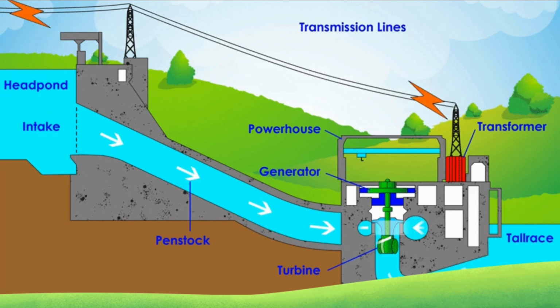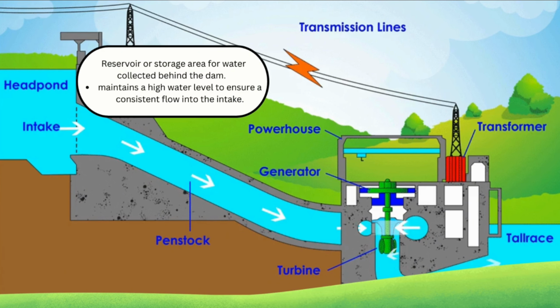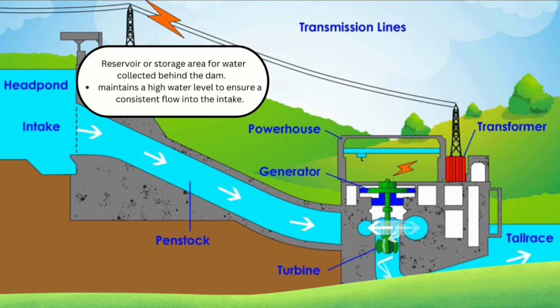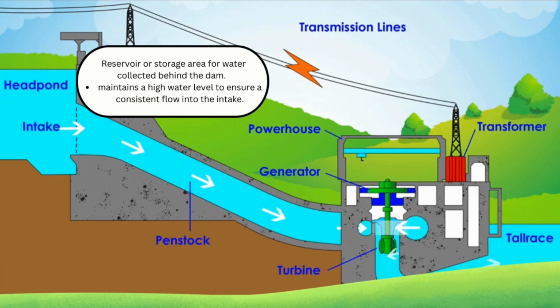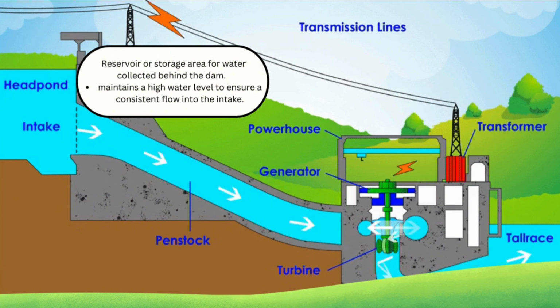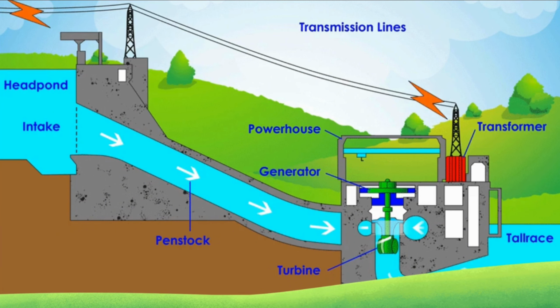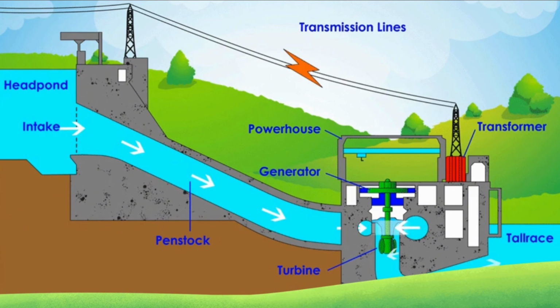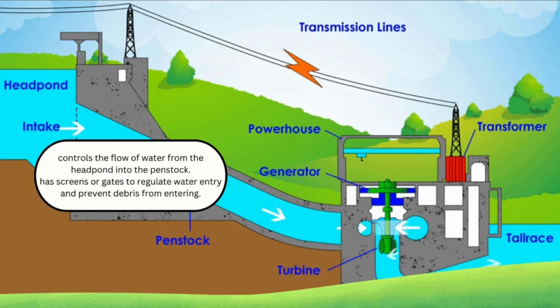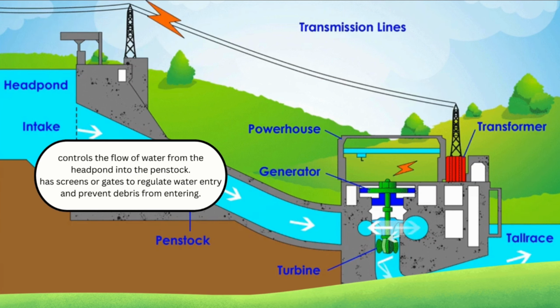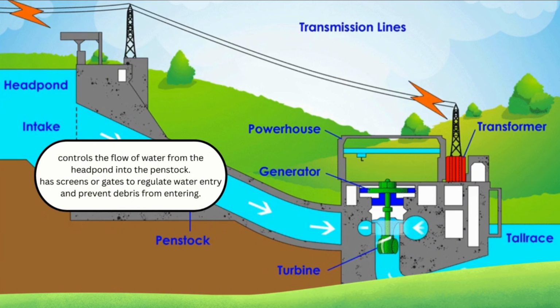The first one is the reservoir. A reservoir is a storage area for the water collected behind the dam. It maintains a high water level to ensure a consistent flow into the intake. Then, we're focusing on the intake. Intake controls the flow of the water from the reservoir into the penstock. It has screens or gates to regulate water entry and prevent debris from entering.